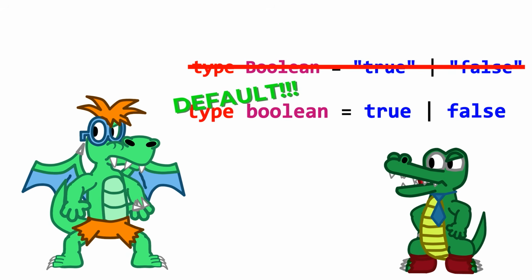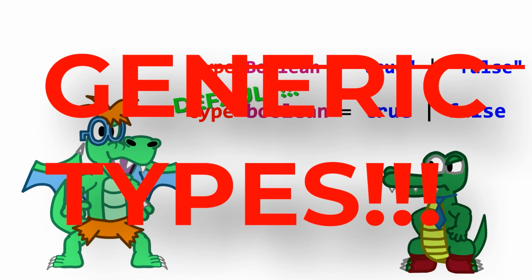Also, you realize that TypeScript has generic types. You were going to say generic types, right? Generic types are types that take in parameters. What are those parameters? Other types.